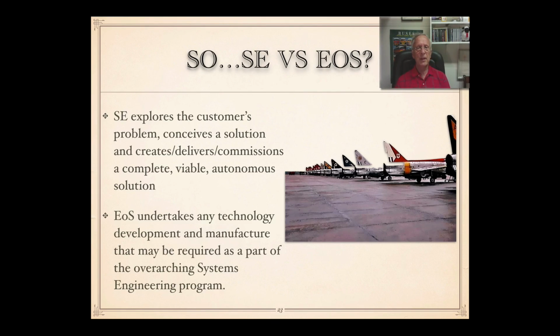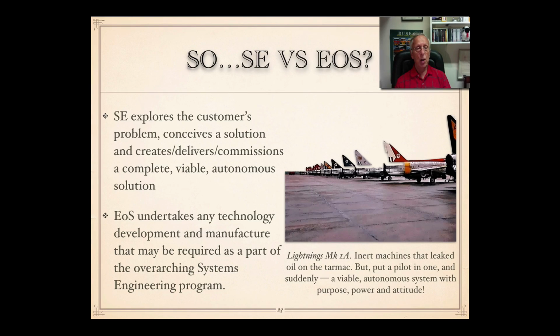So, systems engineering versus engineering of systems. Where have we got? Systems engineering explores the customer's problem, conceives a solution, and creates and delivers or commissions a complete, viable, autonomous solution. Engineering of systems undertakes any technology development and manufacture that may be required as a part of the overarching systems engineering program.